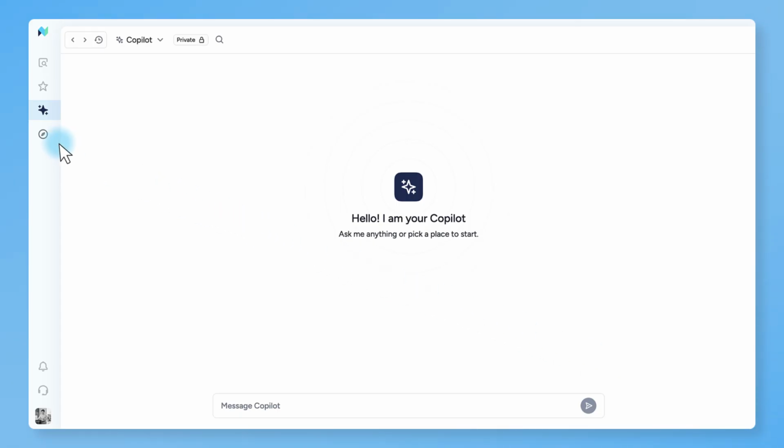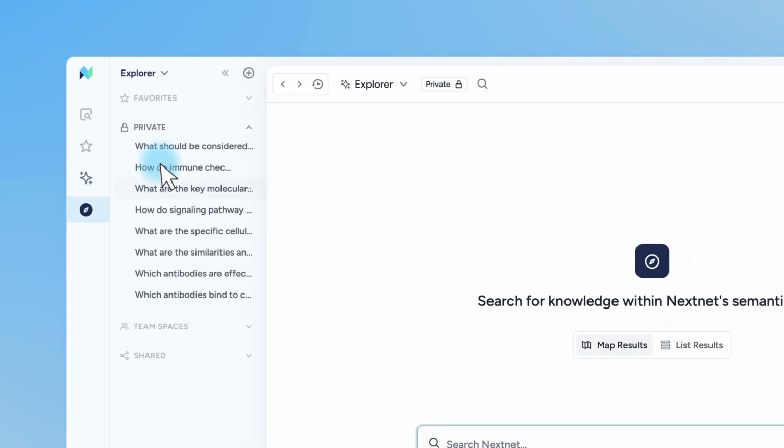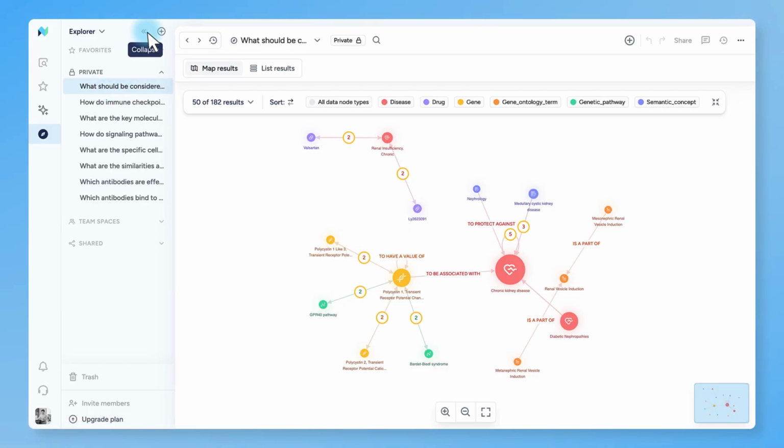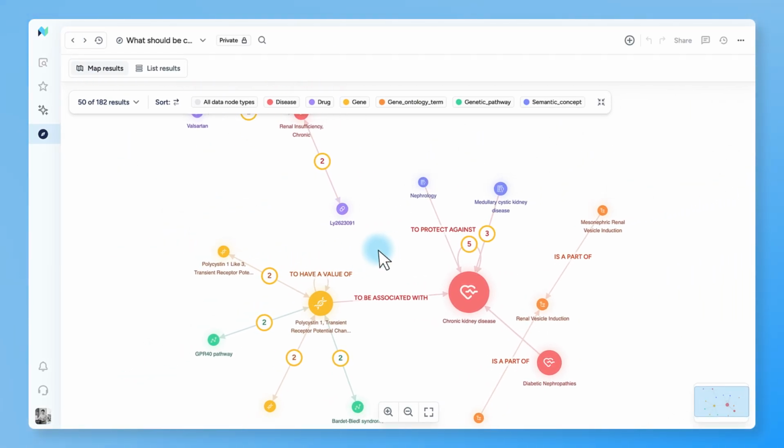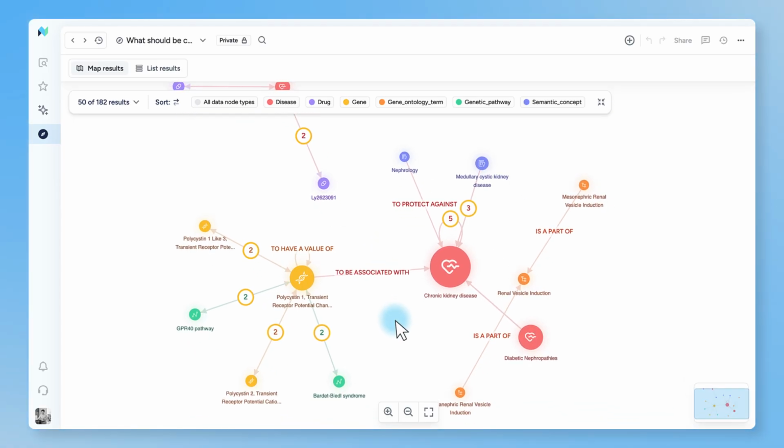Our second module is what we call the Explorer. This Explorer module is also designed to help life scientists explore hypotheses and discover evidence, but instead it presents the answer as a visual knowledge graph with the most relevant entities as well as relationships and connections among them.